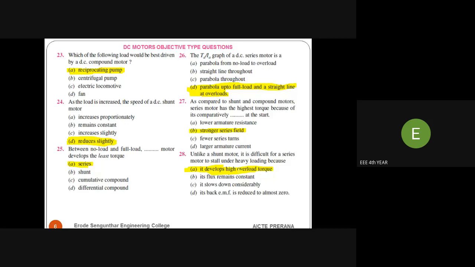This is the correct answer for question number 28. Because field flux remains constant, it is not the correct answer for the DC series motor. It slows down considerably, it is not the correct answer. Back EMF is reduced to almost zero, so it is not the correct answer. The exact answer is it develops a high overload torque.